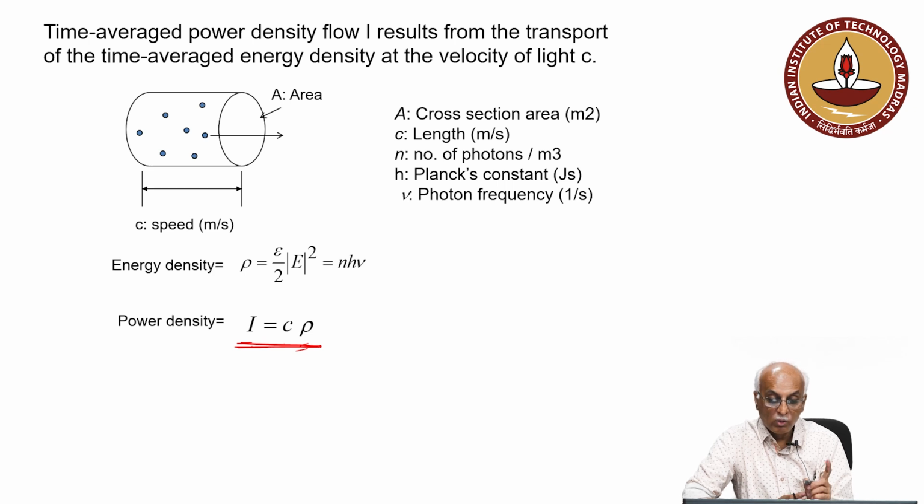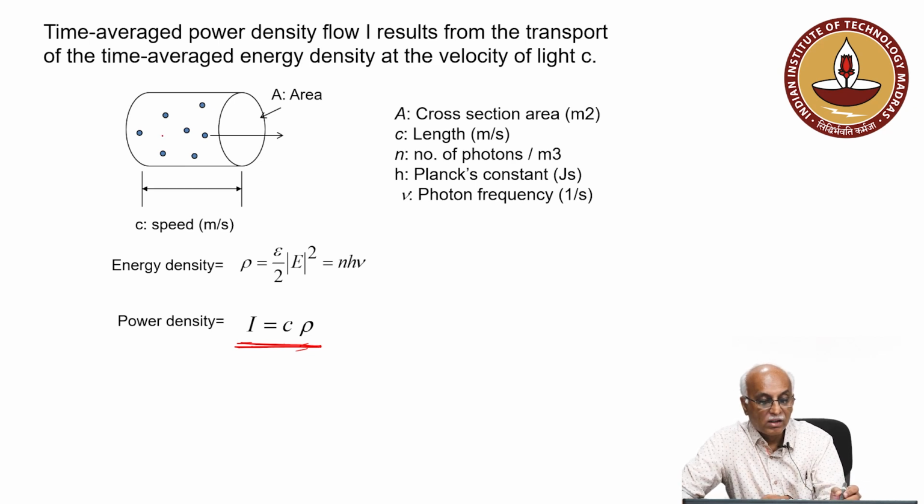One more aspect associated with this: when we consider an electromagnetic wave, we can also express it in terms of photons, the photons which are propagating through the medium. Let's say the photon energy is h nu, and the number of photons per cubic centimeter propagating through the medium is n.